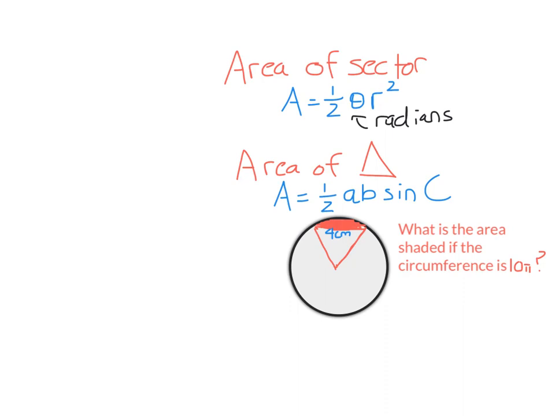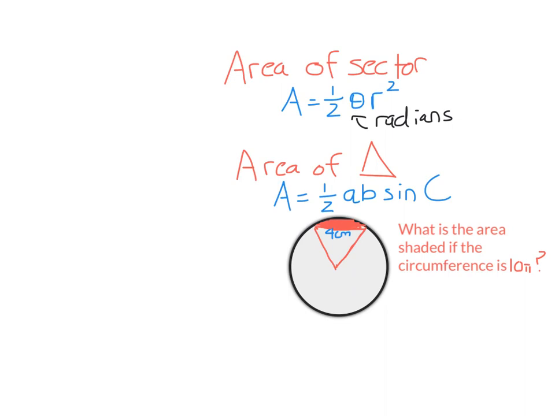So what we're going to do is combine these two to do this question here. I'm going to find the area of the shaded part if the circumference of this circle is 10 pi. So I'm going to find this shaded area here. The way I'm going to do it is find the area of the sector and subtract the area of the triangle. So let's go through that.